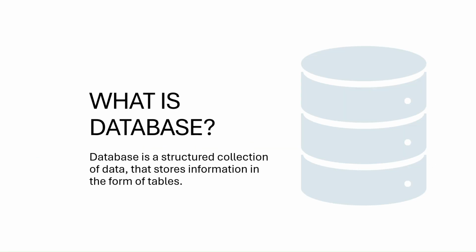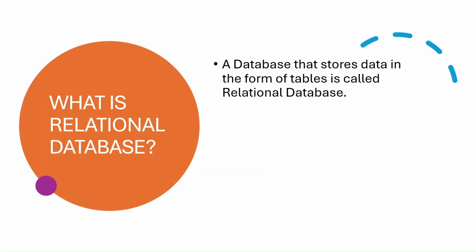Now we need to know what is a database. A database is a structured collection of data that stores information in the form of tables. What is a relational database? A database that stores data in the form of tables is called a relational database.